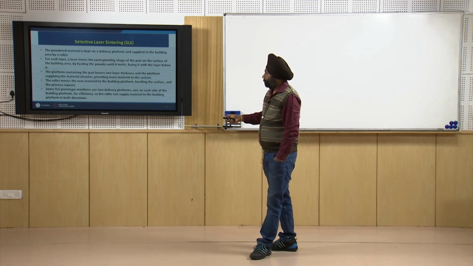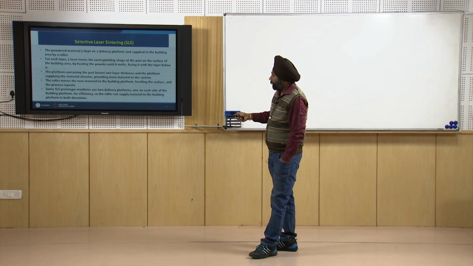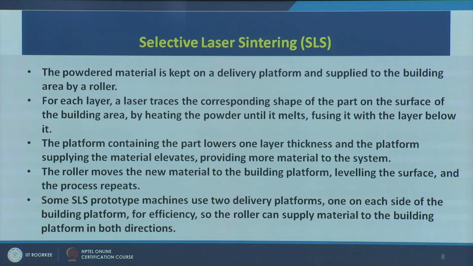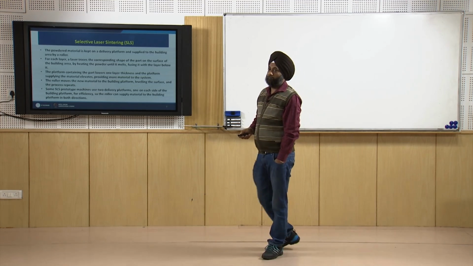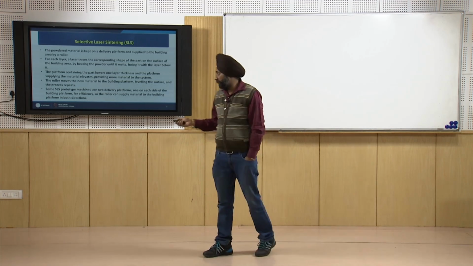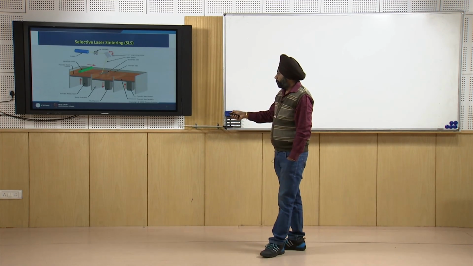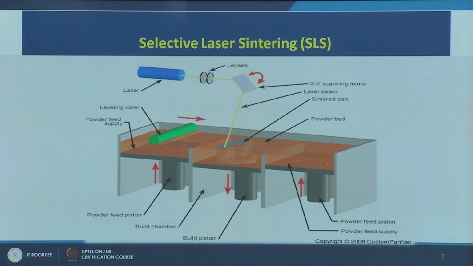The roller moves the new material to the building platform, leveling the surface, and the process repeats. As the diagram explains, some selective laser sintering prototype machines use two delivery platforms, one on each side of the building platform, for efficiency. So the roller can supply material to the building platform in both directions. This I have already explained. Here we can see the material can be supplied from both sides in this case, and this is your building platform where the prototype is being built.